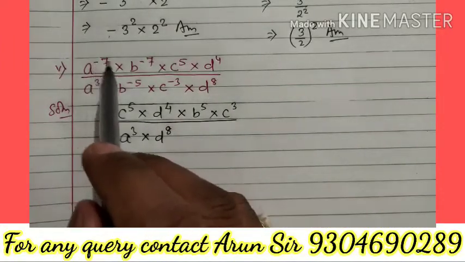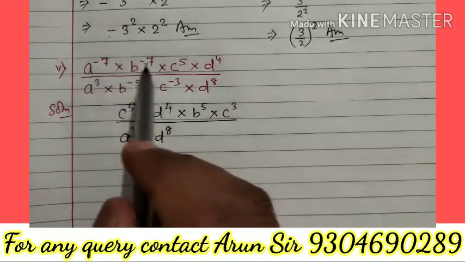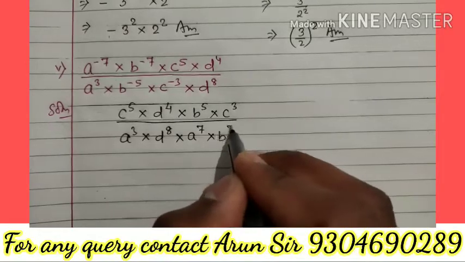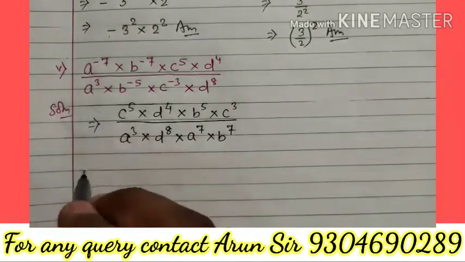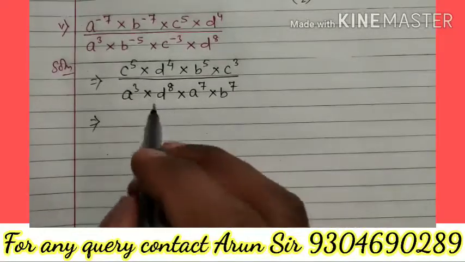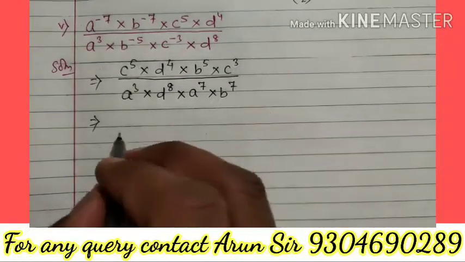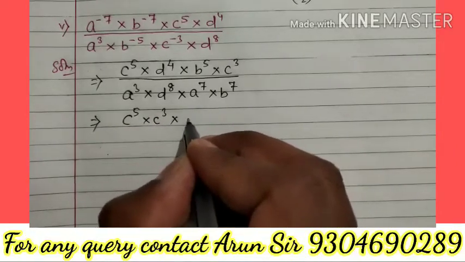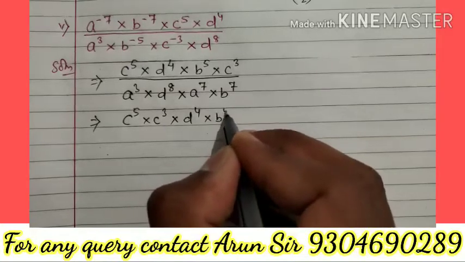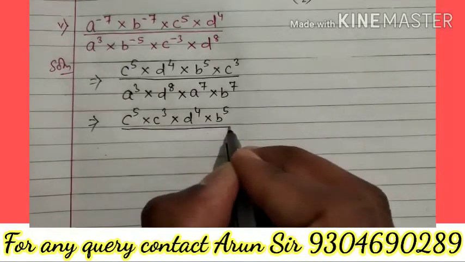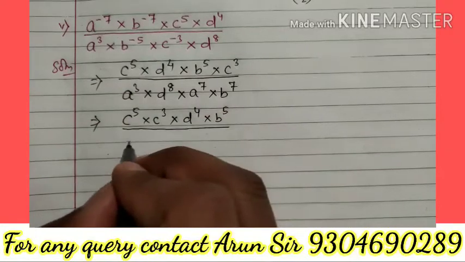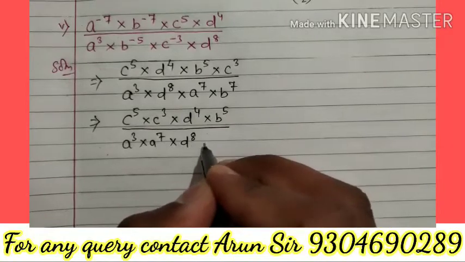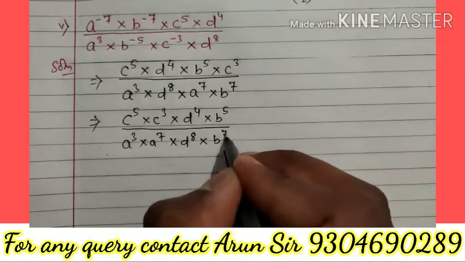Now in the numerator, two terms are having negative power. They will come down into a to the power 7 into b to the power 7. Now we will follow the law of exponent here. C to the power 5, C to the power 3. We will arrange the terms: C to the power 5 into C to the power 3 into D to the power 4 into B to the power 5 divided by A to the power 3, A to the power 7 into D to the power 8 into B to the power 7.